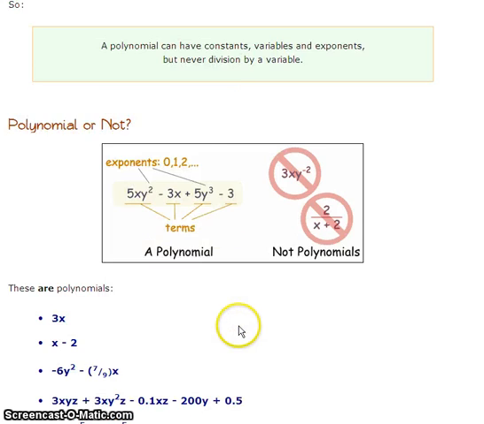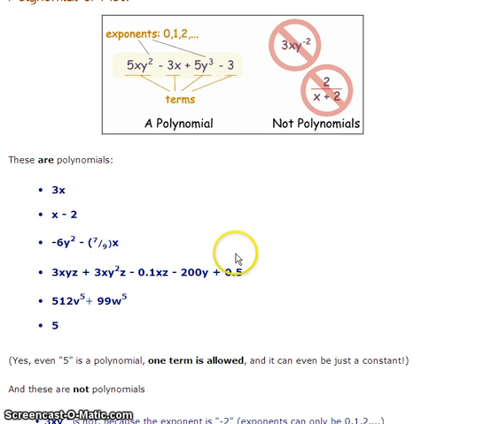Below are some examples right here of things that are polynomials and things that are not. 3x is a polynomial and it's one-termed. X minus 2 is a polynomial, but it has 2 terms. X is a term, -2 is a term. This polynomial has 2 terms, -6y squared is a term, 7/9 x is a term. This polynomial here has 1, 2, 3, 4, 5 terms. So this polynomial has 5 terms. This is a polynomial. It has 2 terms. And this is a constant, which is a polynomial with only 1 term.